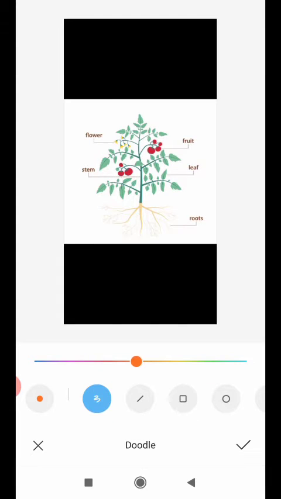Now, students, I will show you a picture of a plant and you will recognize which part it is. Ma'am, flower. Very good. Stem. Very good. Roots. Very good. Leaf. Very good. Fruit. Very good.